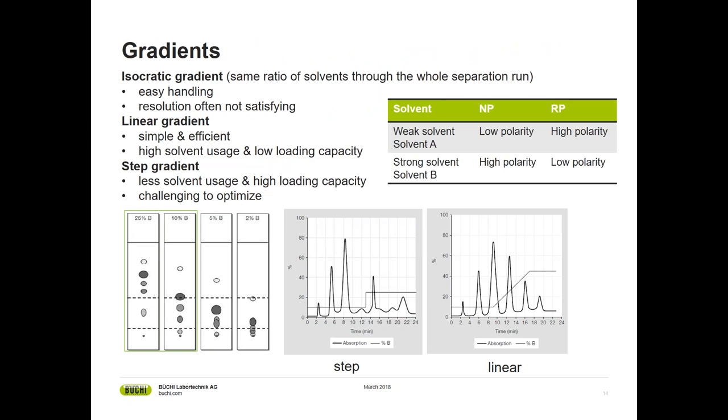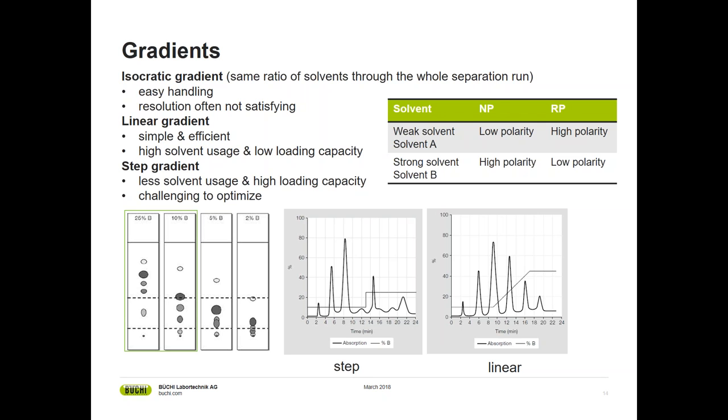Gradients. For an optimal separation, usually you are working with gradients, meaning you are using at least 2 different solvents of different polarities, a weak and a strong one. By the way, in normal phase, the weak one is the one with the lowest polarities, such as hexane, also called solvent A, while solvent B is the one with higher polarities, for example, ethyl acetate. And in reverse phase, it's just vice versa. So if you are lucky, an isocratic gradient gives you a good separation. This means during the whole run, the ratio of the solvent is the same. And that's easy to handle.